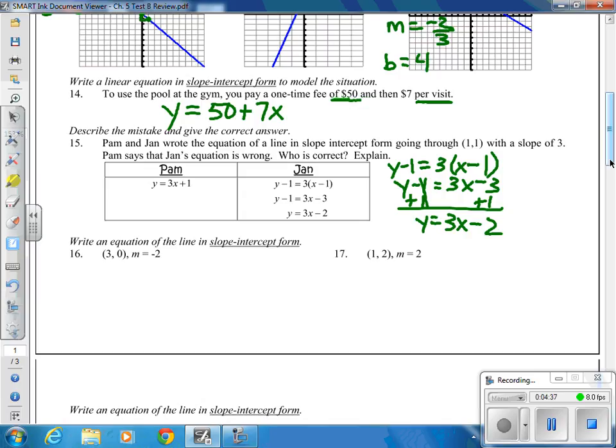Over here with Pam, right, she got the slope right, but then her y-intercept, she just plucked the y value out of the ordered pair from the y spot. She didn't do any math. You can't do that though.